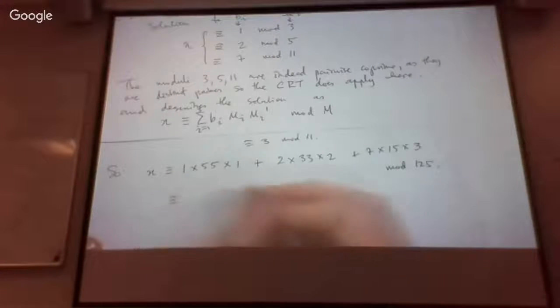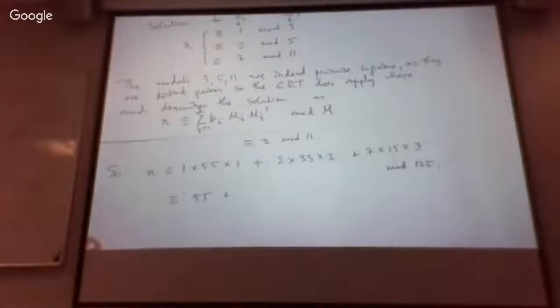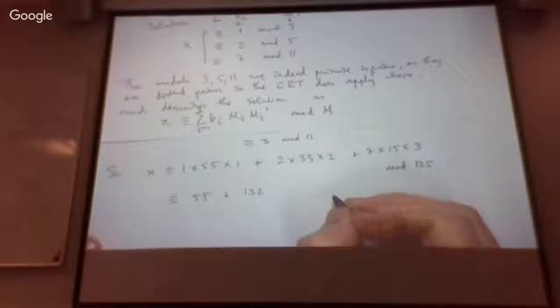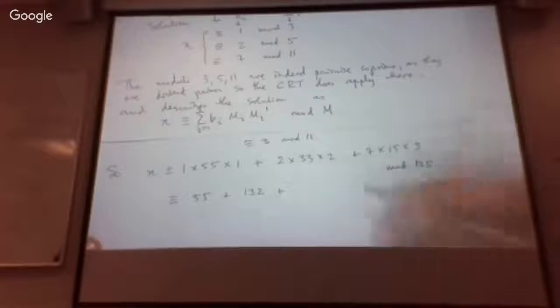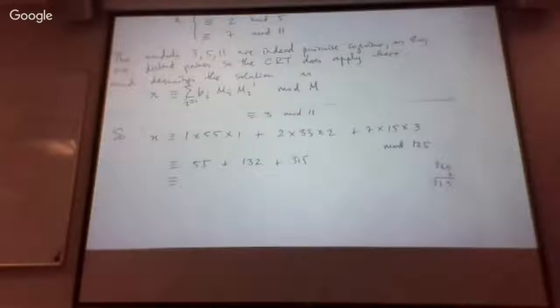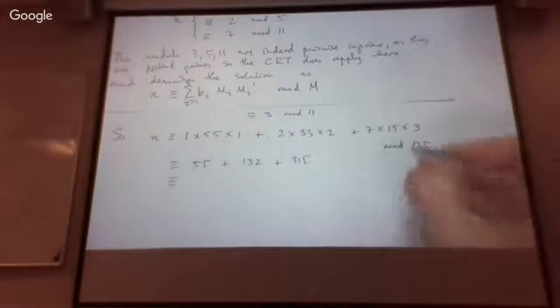Maybe just check if you can reduce this any. So it's 55 plus 66 times 2, which is 132, and then 45. Yeah, that probably can be reduced a little bit. Is it 165 or 125? Yeah, 165 is right.